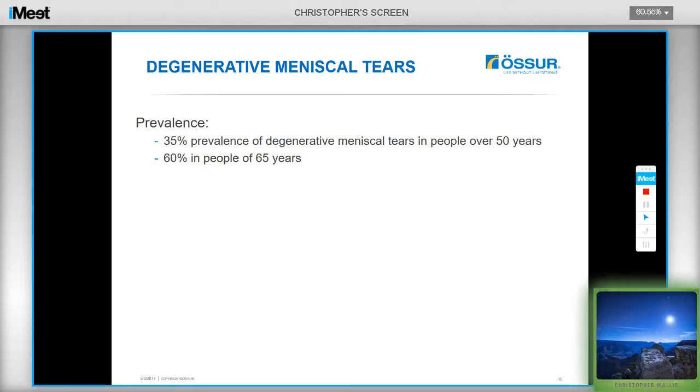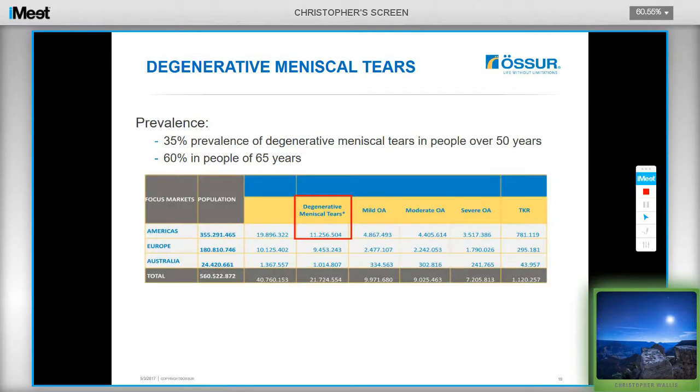It's thought that 35% of patients of 50 years will have a degenerative meniscal tear, and that increases up to 60% of people 65 years and above. So this is an interesting table, and please ignore this red square here. When we think about Australia, and I apologise to those outside Australia in the APAC region, but these are the statistics that I've got.